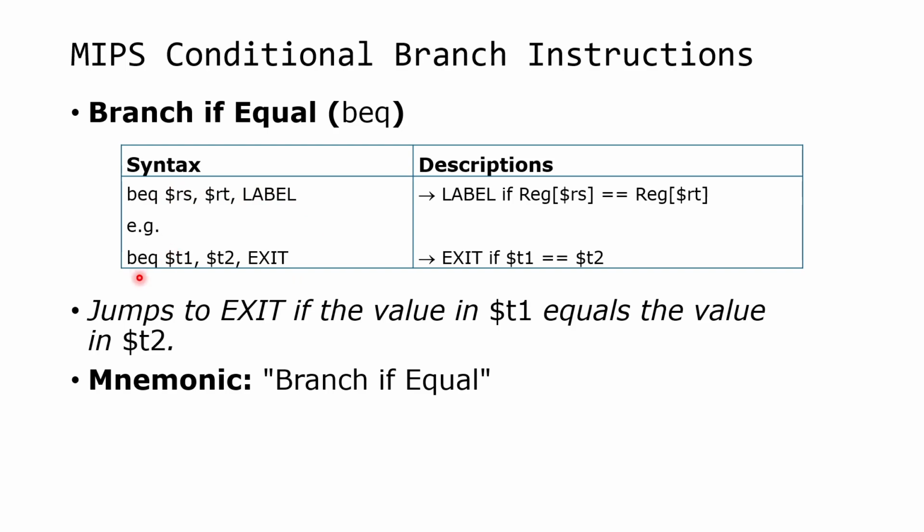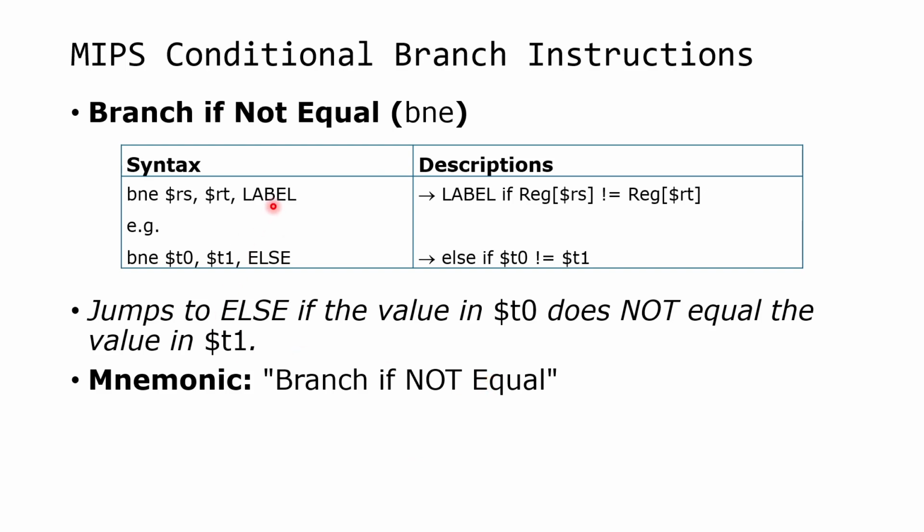One, branch if equal or BEQ, where the syntax is BEQ rs, rt, and then the label to jump. For example, BEQ $t1, $t2, exit. So this instruction means jump or go to this label if the content inside the rs is equal to the content inside the rt. In the example we use, go to exit if $t1 is equal to $t2. The mnemonic that we use, BEQ, is equal to branch if equal.